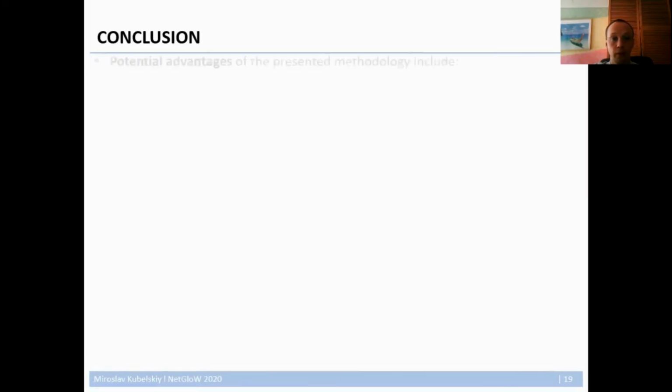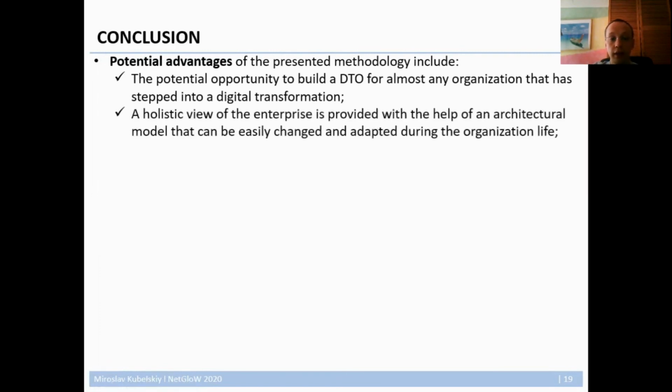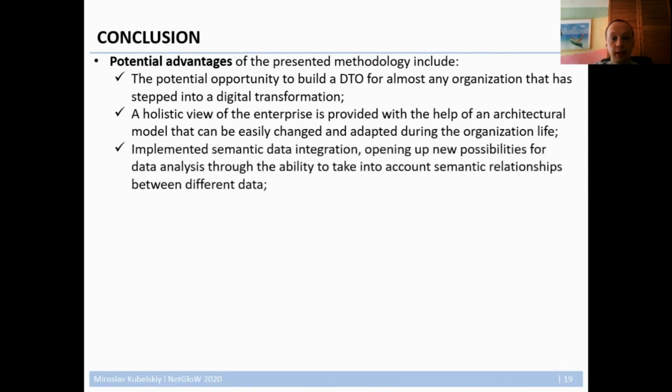So, conclusion. We can identify potential advantages of the presented methodology. For instance, the potential opportunity to build a DTO for almost any organization that has stepped into digital transformation. A holistic view of the enterprise is provided with the help of an architectural model that can be easily changed and adapted during the organizational lifecycle. Implemented semantic data integration opens up new possibilities for data analysis through the ability to take into account semantic relationships between different data.